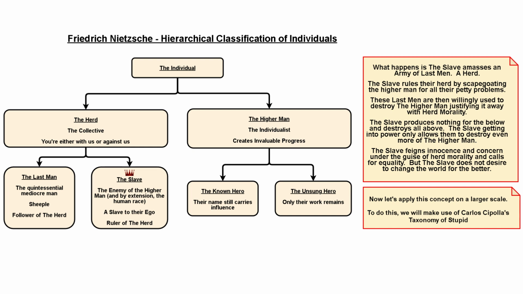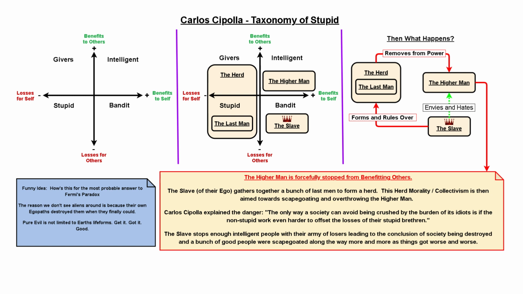So to do that, we're going to make use of Carlo Cipolla's taxonomy of stupid. Is that the next diagram that we're going to go to? That's the last one that we got. Okay, let me find it here. This one looks a little bit different than the others. I'm curious. Okay, I've got it up. Carlo Cipolla, Taxonomy of Stupid.